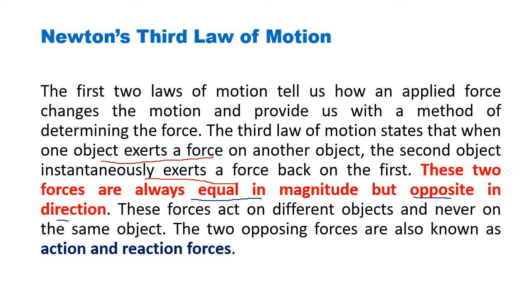Very important. So if you have got a body A applying a force on body B, okay, at the same time body B applies a force on body A. So this force is equal in magnitude. So both these forces are simultaneous, means at the same time. While body A is applying a force on body B, at the same time body B is also applying a force on body A, which is equal in magnitude but opposite in direction. These forces are called action and reaction forces.